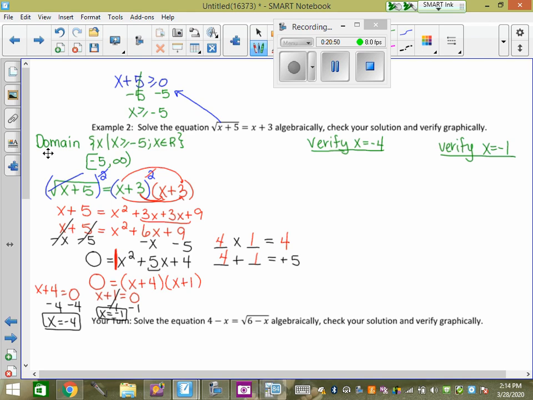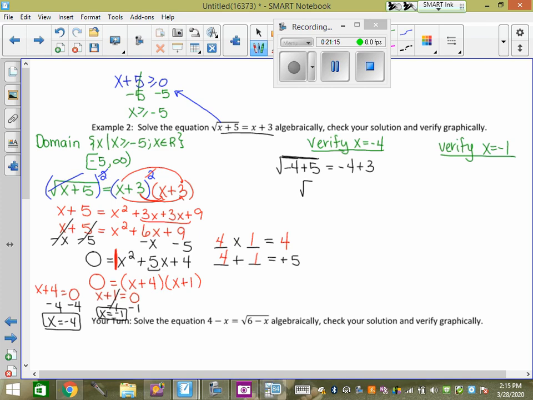Both of them fit in the domain. The domain is x greater than or equal to negative 5. Both negative 4 and negative 1 are. But I have to make sure that they actually work in the question. So I'm going to plug them back into the original. So I'm going to get square root of x plus 5, x in this case, though, is negative 4. So negative 4 plus 5 equals negative 4 plus 3. I'm just plugging negative 4 in for the x's.